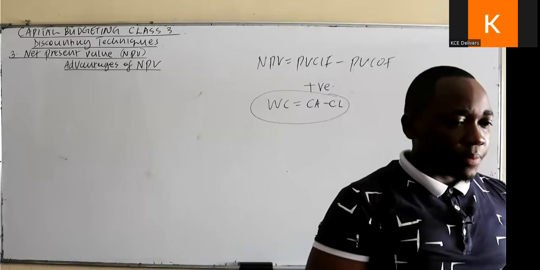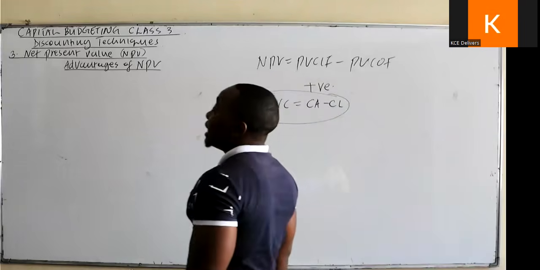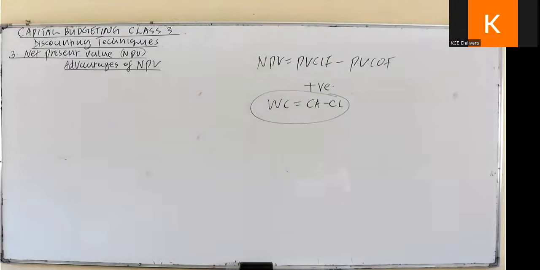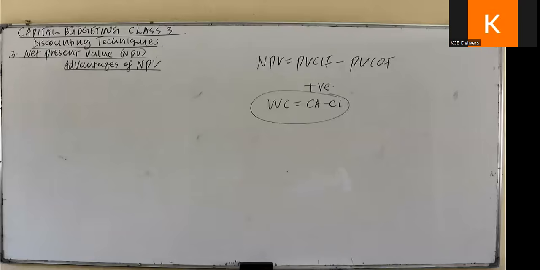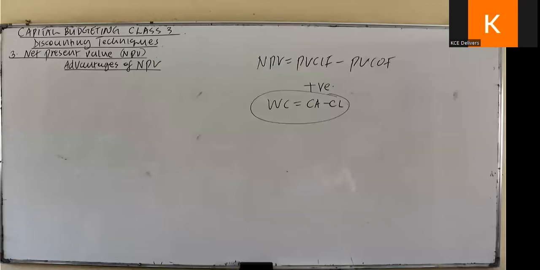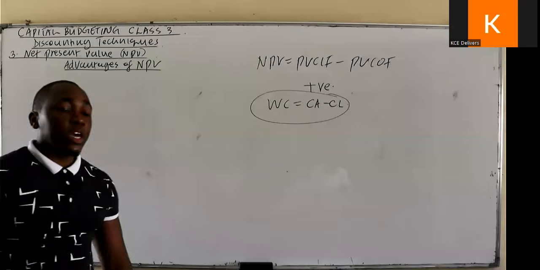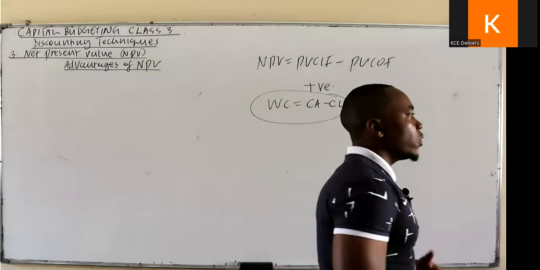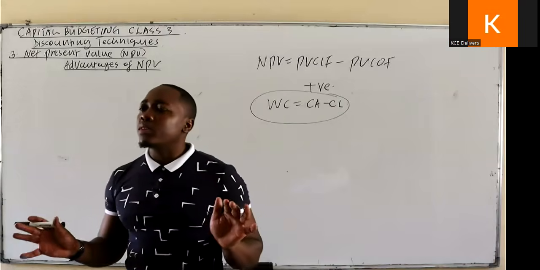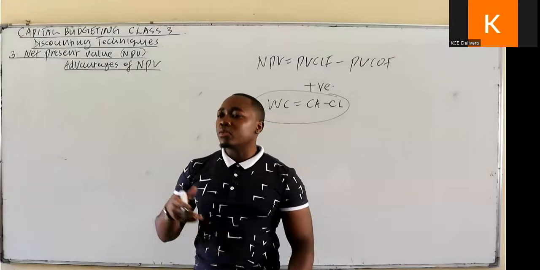Number one, advantages of NPV: it takes into account the time value of money. Number two, it uses cash flows to evaluate a project. It doesn't use accounting profit. You see, accounting profit is prone to manipulation, but you cannot manipulate the cash flow.